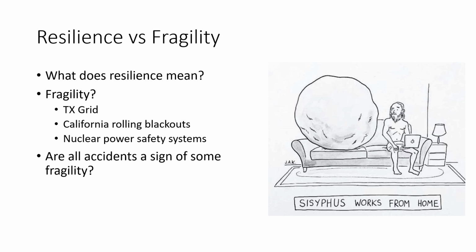Now that system, and similar with the Texas grid, though, we've got to give them credit. The grid didn't have problems until weather events stopped making sense in Texas. But California's rolling blackouts that they were having in Northern Cal, that's designed fragility.